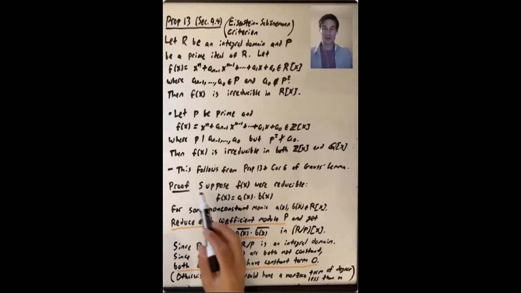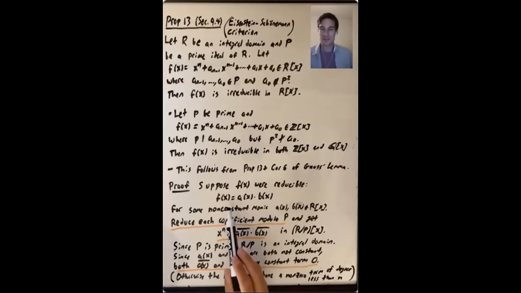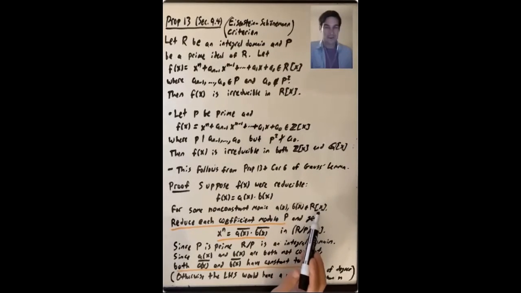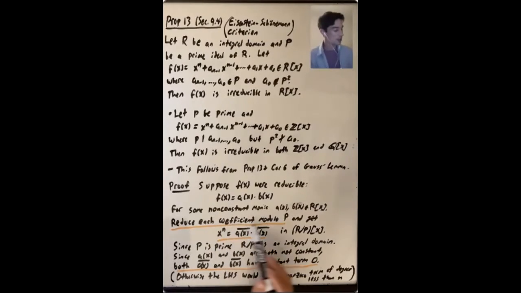The proof works how I suggested it would work. You suppose that f of x were reducible. And from what we said at the end of last lecture, that we also talked about when we were talking about the proof of proposition 12, f of x equals a of x times b of x for some non-constant monic polynomials, a of x and b of x in R bracket x. So now what we're going to do is we know something about the coefficients of f of x with respect to this ideal P. Let's reduce each coefficient modulo P on both sides. So what does that give?